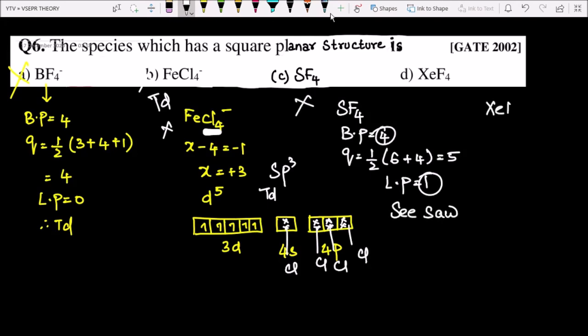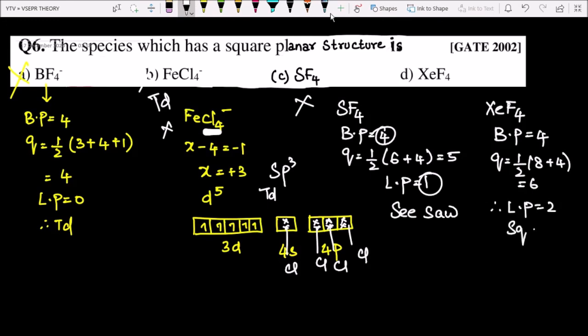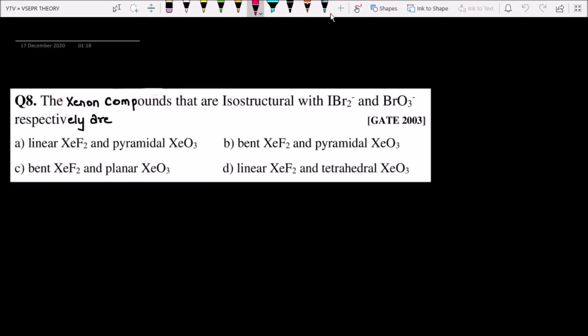If you check XeF4, the bond pair is equal to 4 and the quotient is equal to half into 8 plus 4, which is equal to 6. Therefore, the lone pair is equal to 2. If it is 4-2, the shape is going to be square planar. 4-1 is seesaw, 4-2 is square planar and 5-1 is square pyramidal. So the answer is option D. They are asking square planar only. Okay, let's move to the next question.